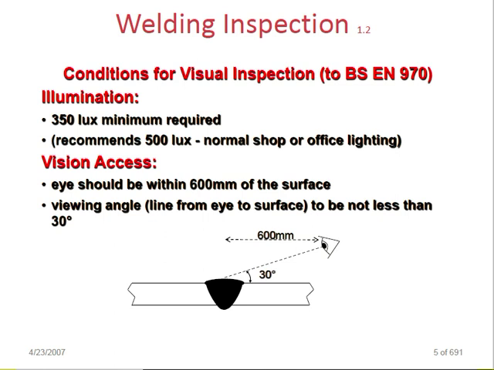The vision axis is within 600 mm of the surface. From the joint to your eye, including the surrounding areas, it should be not more than 600 mm. And the view angle, this is very important, should not be less than 30 degrees. It should always be more than 30 degrees, then only will it be visible, and the weld will be visually inspected properly.